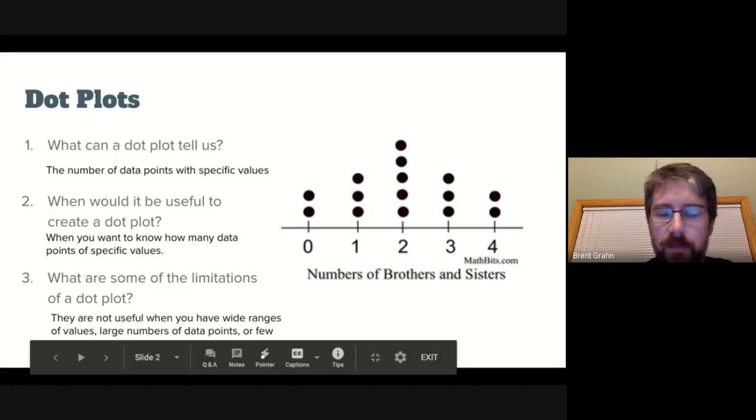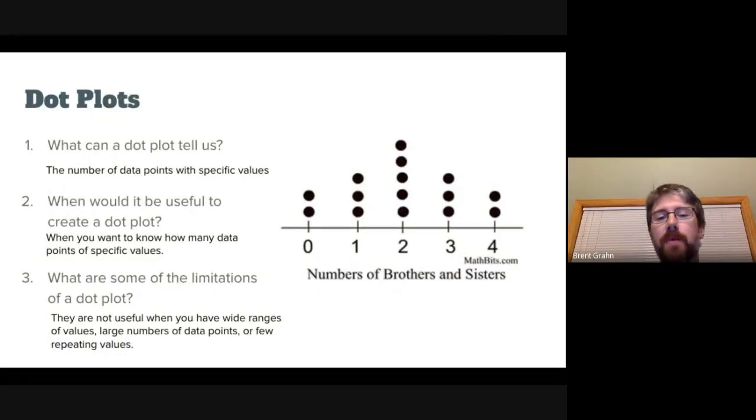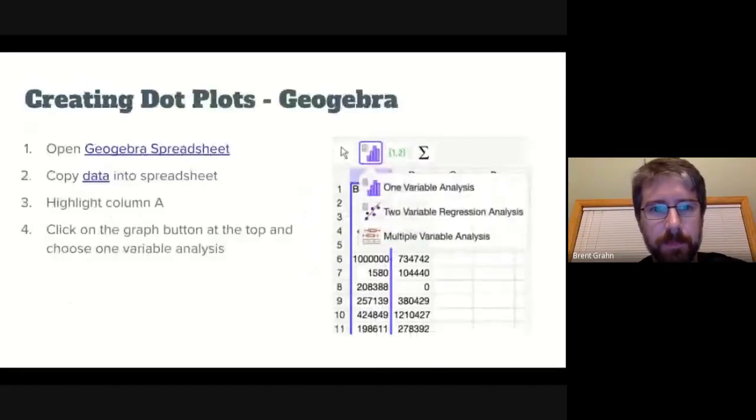Now, some limitations of this. These are not going to be very useful if you have wide ranges of values, or large numbers of data points, like if there were 100 twos on this one, right? It has to be a small enough number that you can count the dots or at least see the difference between them. And it also isn't going to make a lot of sense if there aren't a lot of repeating values. So the Snapchat scores one wouldn't be a good one for this.